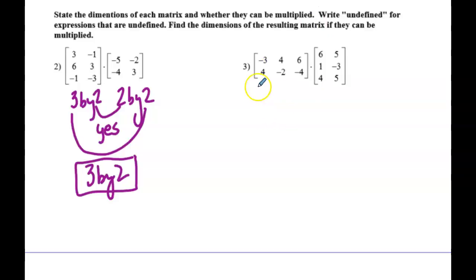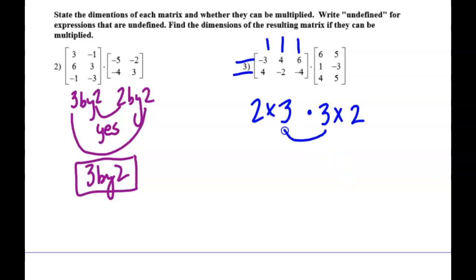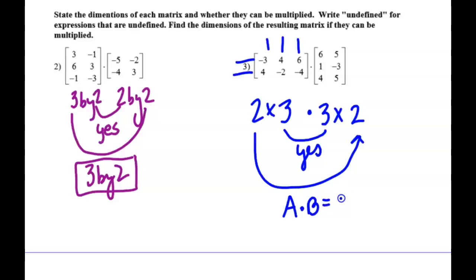So this one is 2 rows across by 3 columns this way, so 2 by 3. And we're trying to multiply it by a 3 by 2. So these are equal, so this is yes. And the size of the answer would be, A times B, I guess it isn't even labeled, but would be a 2 by 2. And there I wrote out the word by again, but the X is fine. Sorry.